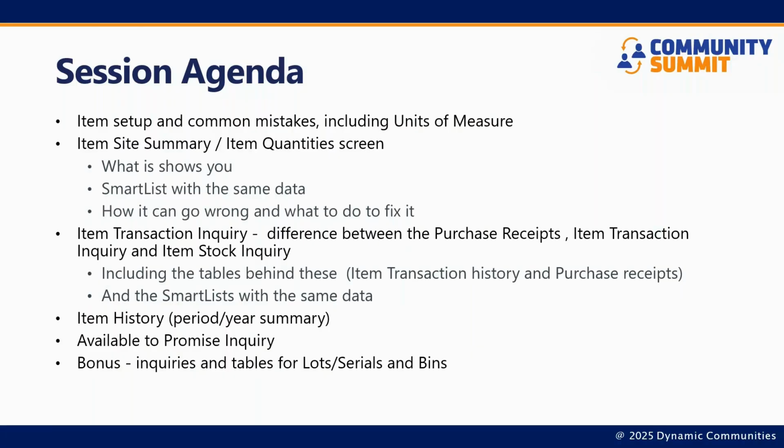We're going to talk about the item history screen that a lot of people are not familiar with and what it stores. We're going to get into available to promise. And then if time allows, I haven't finished the bonus slides, but I have my GP open so we can talk a little bit about lots, bins, and serials. Bonus typically is what you leave if you go really fast. And I'll be honest, I ran out of time.